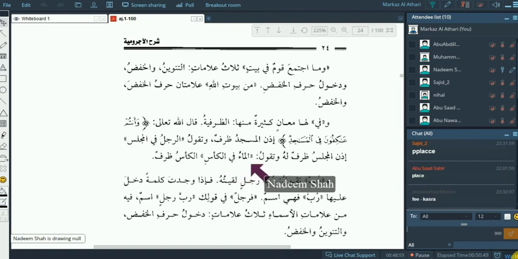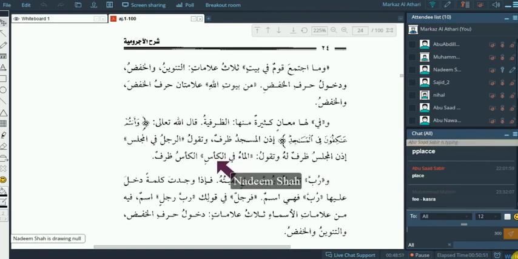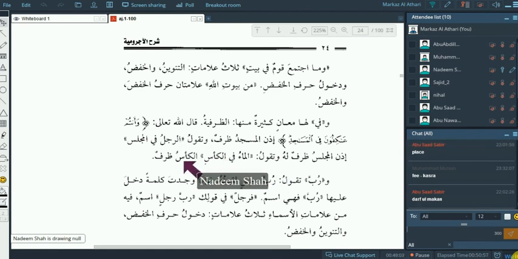Another example, الماء في الكأس, the water is in the glass. So the Shaykh says, as you brothers are about to say, that the Ka'as is a place for the water to settle in. So it's a dharf. So one of the main meanings of fi is dharfiyah.